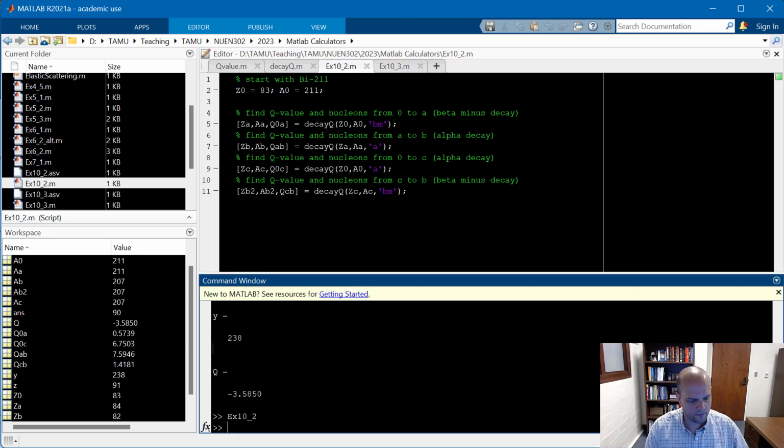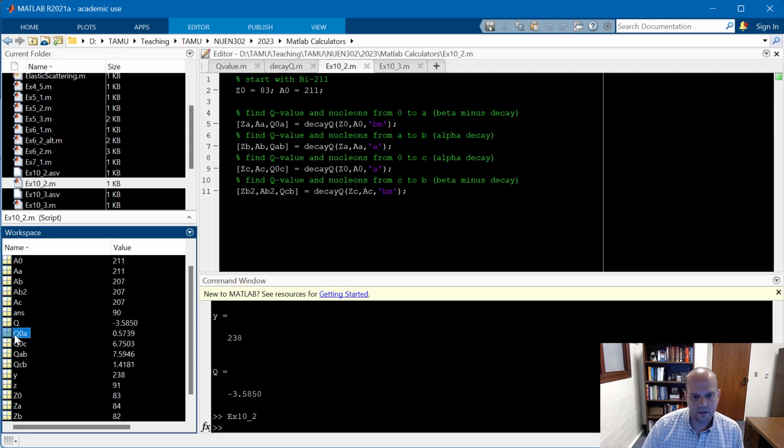And if I look at Q here, Q from 0 to A is going to be 0.573. From 0 to C, that's an alpha decay down, that's going to be 6.75, and then A to B is 7.59, and finally C to B is going to be a Q value of 1.41 MeV. And if I look at the number of, let's take the number of protons. Started with 83 at the top corner there with bismuth 211. If I go to point A, I increase that because I had a beta minus decay.